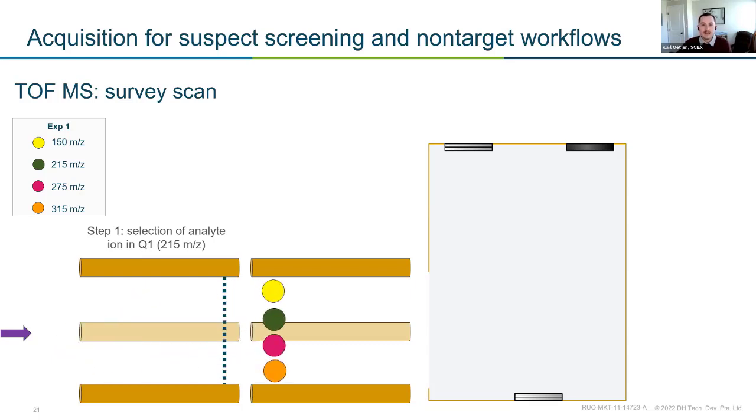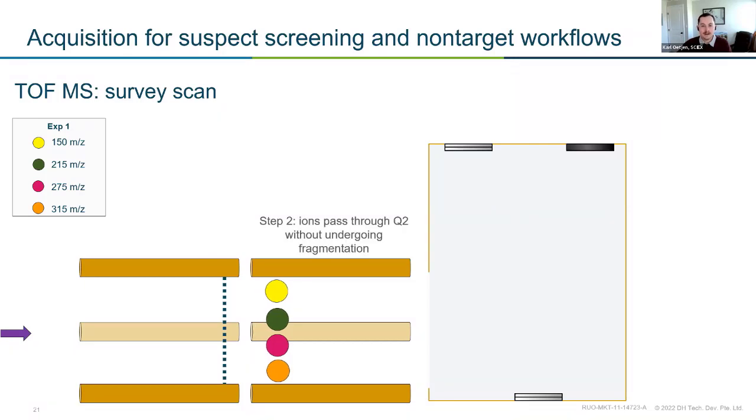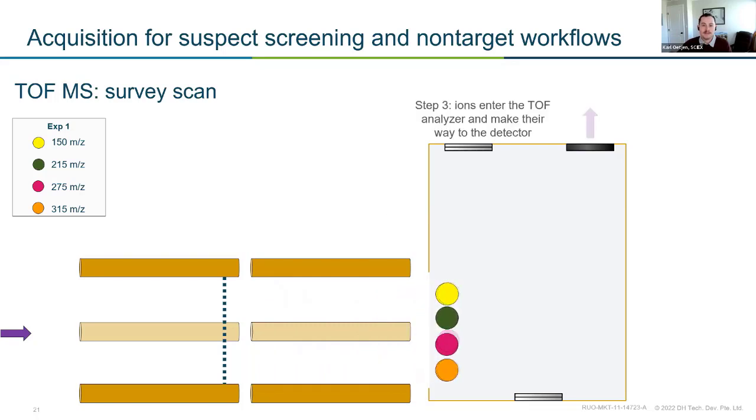We're just allowing any ions to pass through Q1. We're not filtering anything out, and we're also not doing any fragmentation in Q2. So no fragmentation is occurring. We're just looking at those parent ions, and we're going to need those in the next section. So we've got our parent ions.